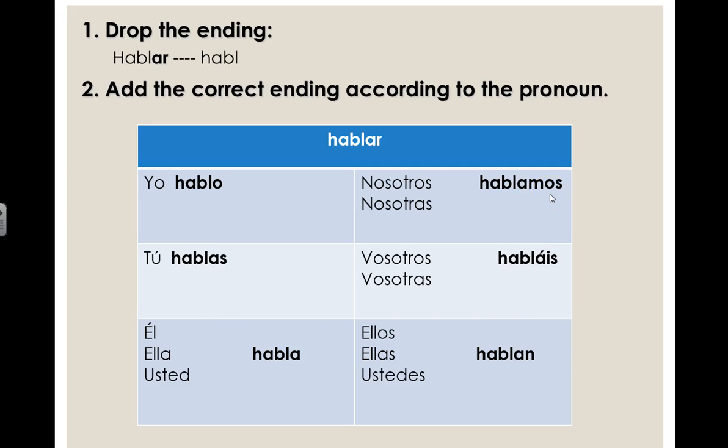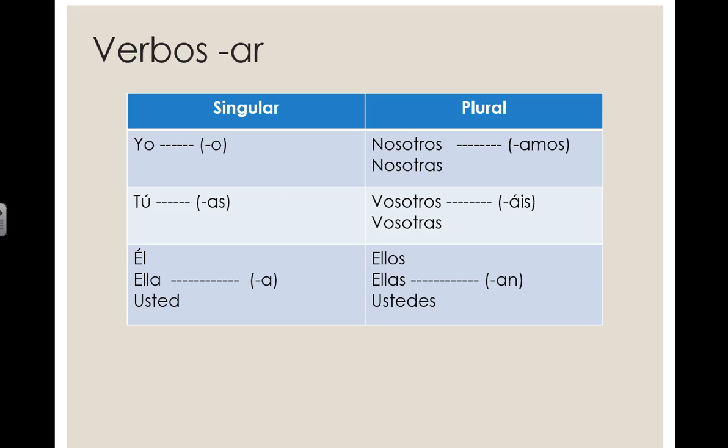Okay, so now we're going to look at the endings for each type of verb. So let's start with verbs that end in AR. For yo, the ending would be o. For tú, the ending is as. Él, ella y usted, a. Nosotros y nosotras, amos. Vosotros y vosotras, áis. Ellos, ellas y ustedes, an. So all regular AR verbs in the simple present are going to be using these endings, okay?